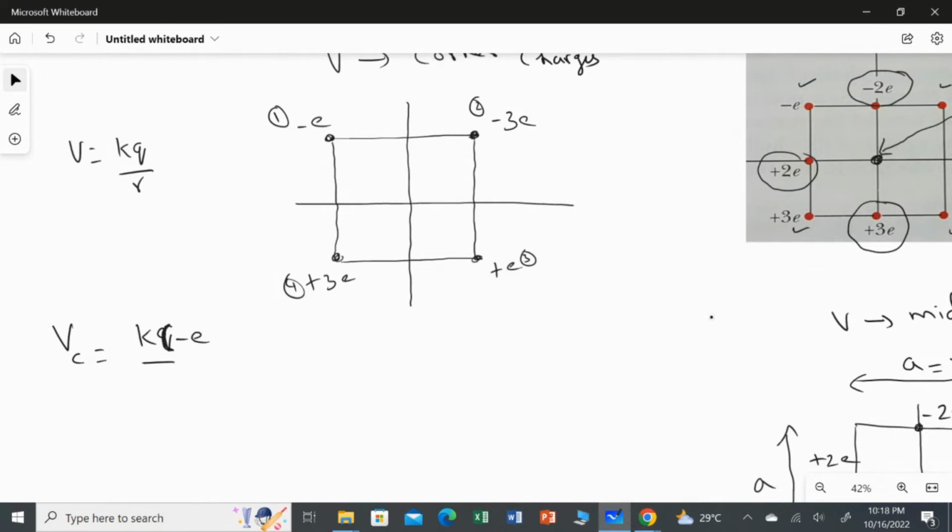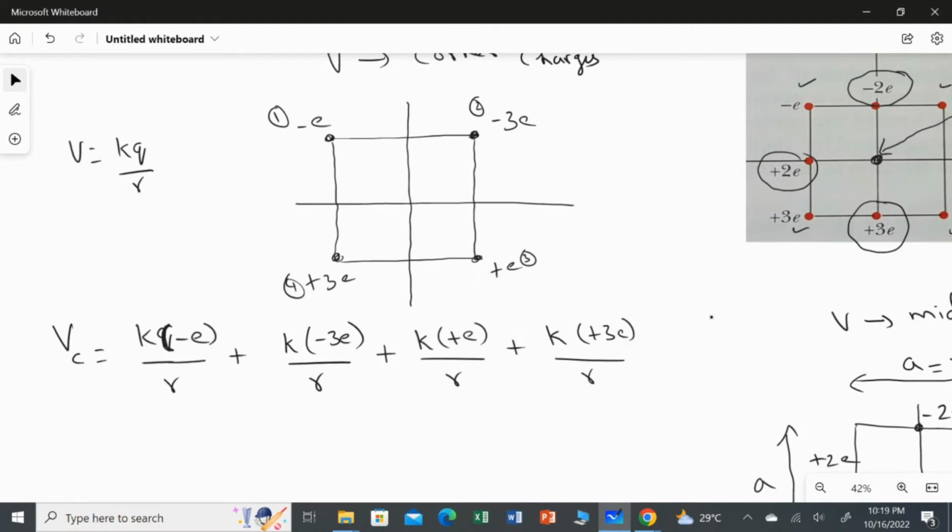Next, I'm going to substitute the value of the charge. What is the first charge? Minus E over R, plus K times the second charge, which is minus 3E, over R, and plus K times the third charge, plus E, over R, plus K times the fourth charge, which is plus 3E, over R.